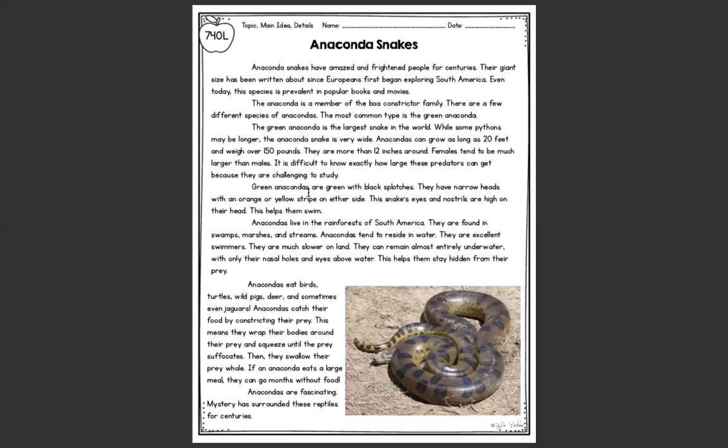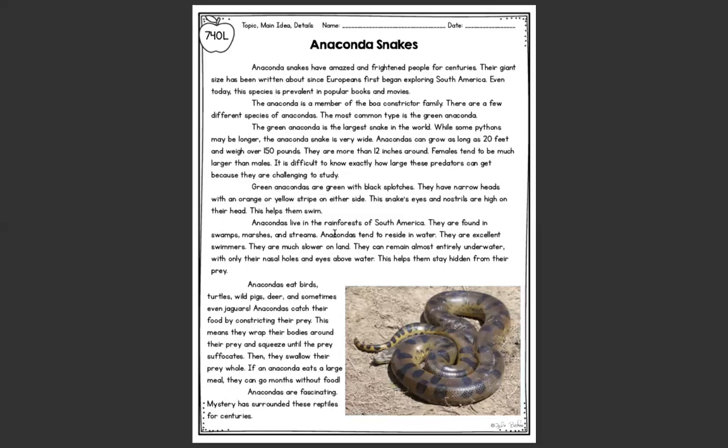So this one says green anacondas are green with black splotches. They have narrow heads with an orange or yellow stripe on either side, and their eyes and their noses are on top of their heads. Is this an interesting fact about anacondas? Yes. Is this a unique thing about anacondas? Yes. So this paragraph again is telling me how anacondas are fascinating or interesting or unique.